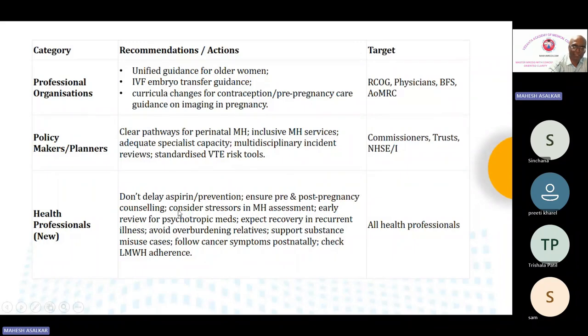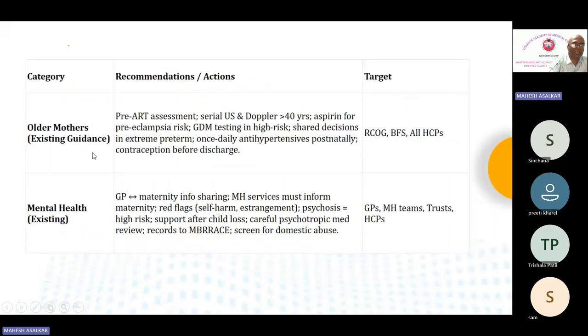Ensure pre-pregnancy and post-pregnancy counseling. Consider stressors in mental health assessment. Early review of psychotropic medication. Expect recovery in recurrent illness. Avoid overburdening relatives. Support substance misuse cases, etc. So the health professional should be aware of all these things. Okay. Then for the older mother, the existing guidance is that pre-pregnancy assessment should be there, serial ultrasound and Doppler, that is what we have seen. Aspirin for preeclampsia risk, diabetes screening, this also we have seen. Okay, and at extreme preterm, it is shared decision making. Once-daily antihypertensive postnatally.